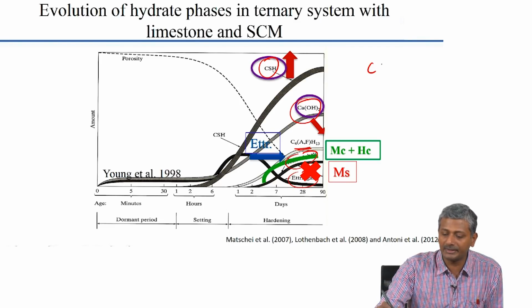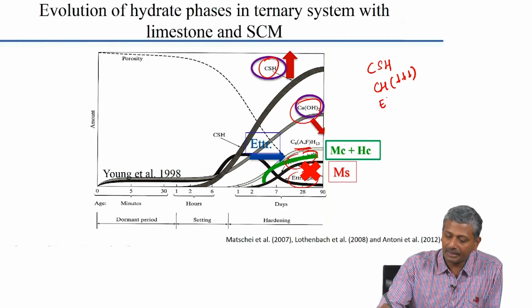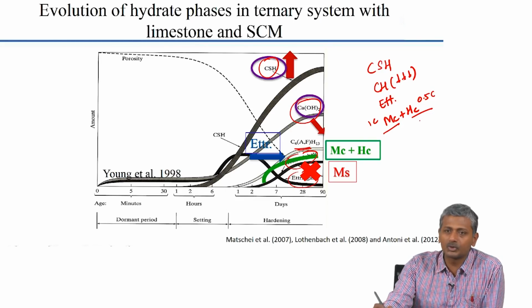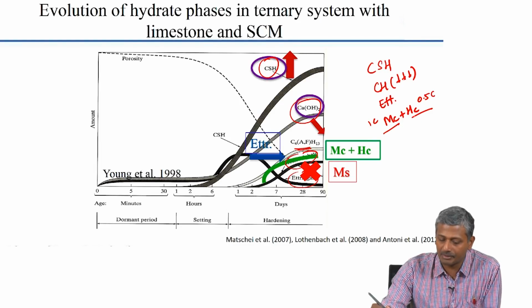Okay. So, essentially in the end you will be ending up with CSH, calcium hydroxide much lowered as compared to plain Portland cement, right. You will have ettringite, you will have monocarbonate plus hemicarbonate, or you may have one of the systems. Again, hemicarbonate is 0.5 carbon and this is 1 carbon, right. Monocarbonate means 1 carbon, hemicarbonate is 0.5 carbon. So, usually one or both of them are stable in the system. Mostly monocarbonate will be ending up being stable in the system.